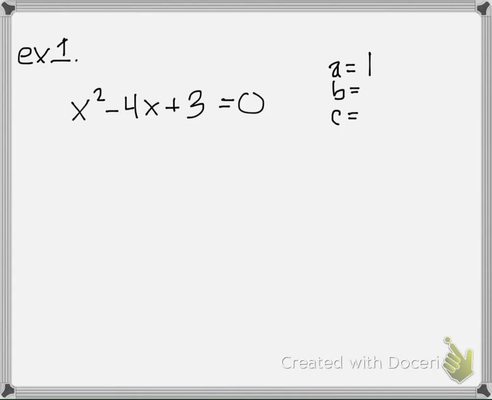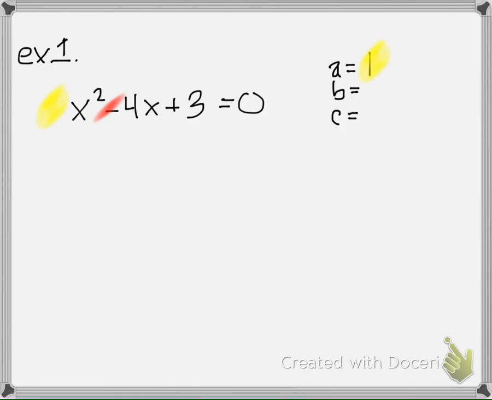So let's say I have x squared minus 4x plus 3 equals 0. In class, we spend a lot of time practicing determining what is a, what is b, and what is c. In this case, a is a 1. That's the number in front of our x squared. So over here, there's nothing there. If there's nothing there, that means that there's a 1.